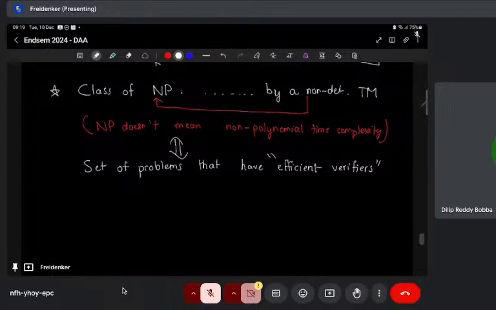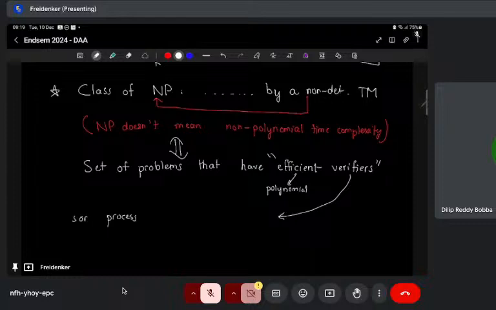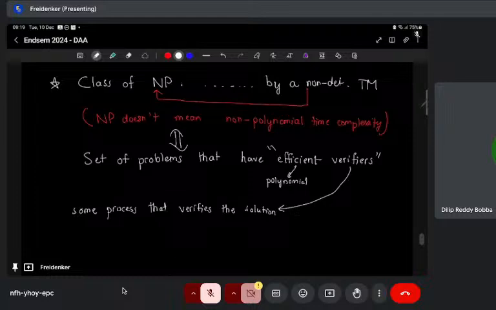Efficient here means polynomial time. Now, what is a verifier? We'll see. A verifier means some process exists. What does that process do? It verifies the solution. So a verifier is some kind of process that you do to verify the solution.